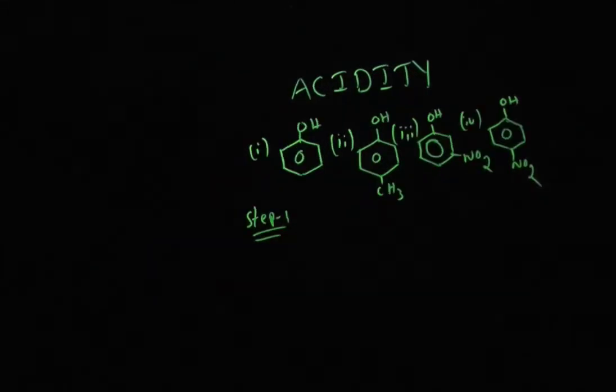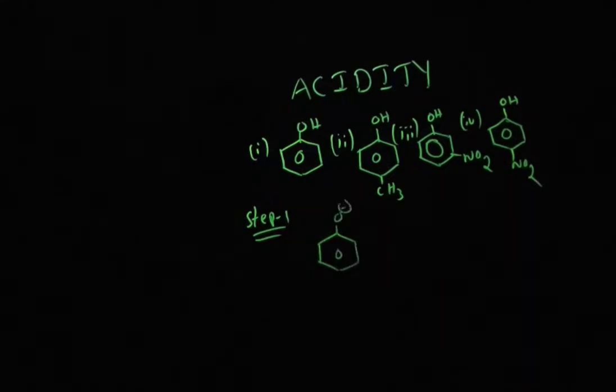Okay, guys, let's see this question. Let's try to address this question by using the concept of acidity. Step 1 is to remove the acidic hydrogen. Clearly you can see the hydrogen of OH is acidic. So remove this hydrogen and form the conjugate base of each compound.